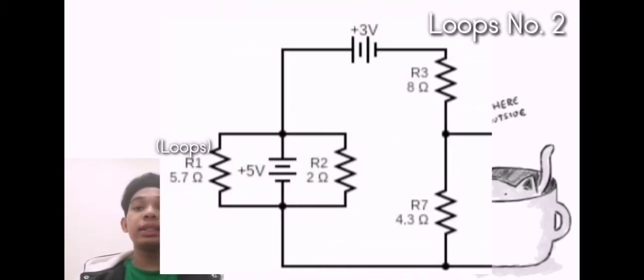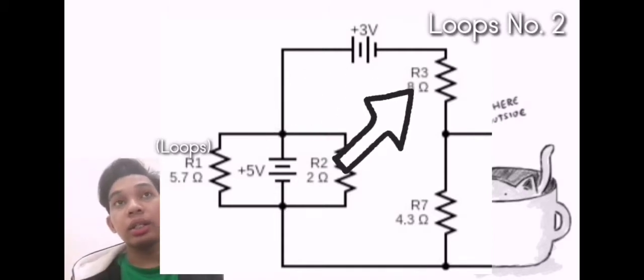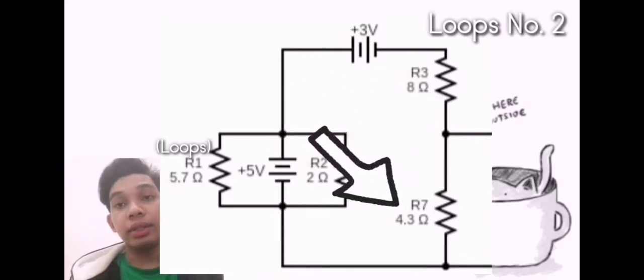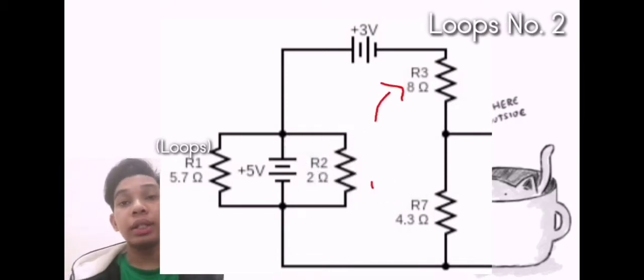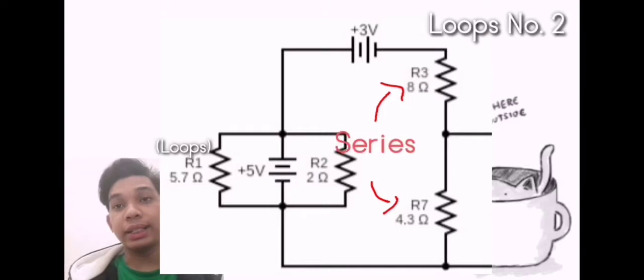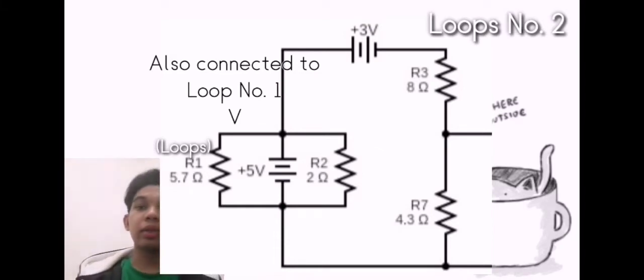Loop number 2 will contain a battery with 3 volt, that's earlier, and R3 8 ohm, R7 4.3 ohm. R3 will be connected to R7 in series, and this loop will also be connected to loop 1. So the loop will look like this, and connected to loop 1 like this.